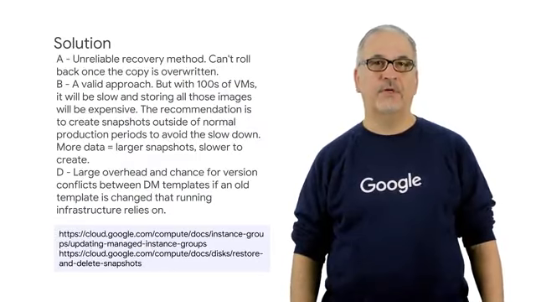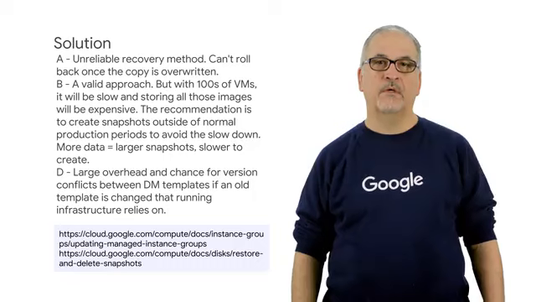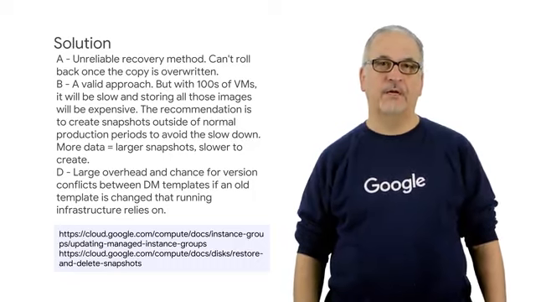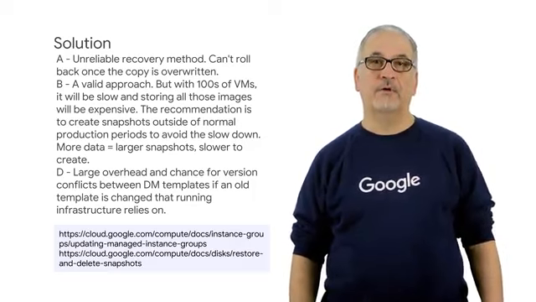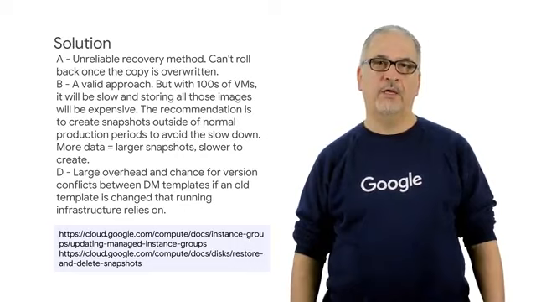Nearline copy would have been unreliable because once the copy is overwritten, you can't roll it back. Creating VM snapshots could work, but it's not an efficient way to back up big data. Also, the bigger the data, the longer the backup takes, which could impact production. And using deployment manager templates runs the risk of version conflicts. So managed instance group features are most efficient for this situation.